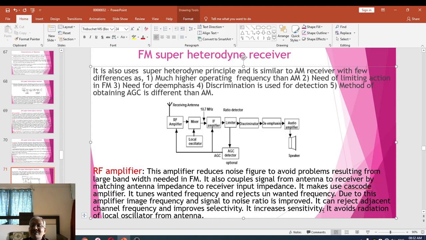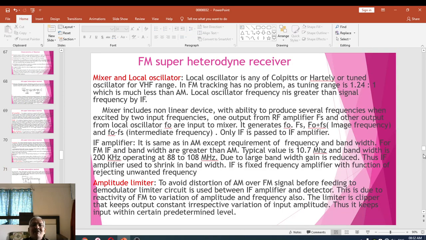It increases the sensitivity also. It avoids the radiation of the local oscillator from the antenna. So such a unit which amplifies the input signal received within the FM bandwidth to the required level, whose gain is being controlled by AGC, is known as RF amplifier.